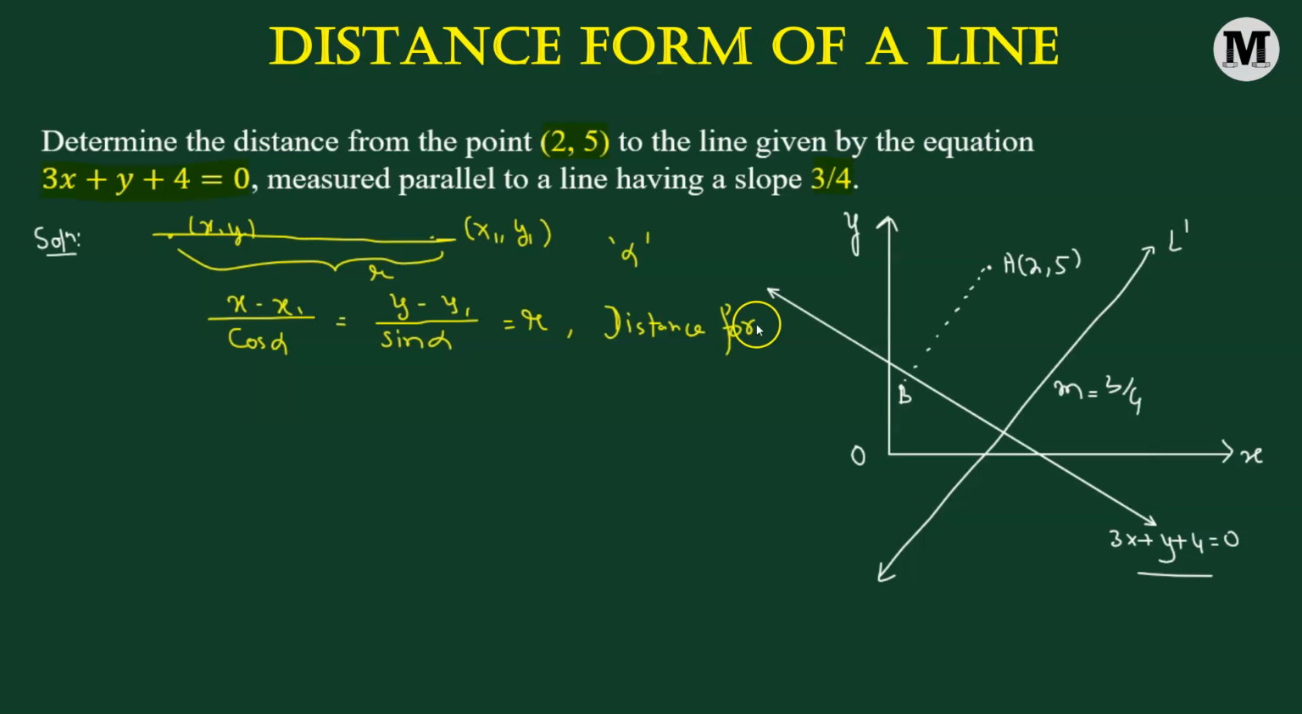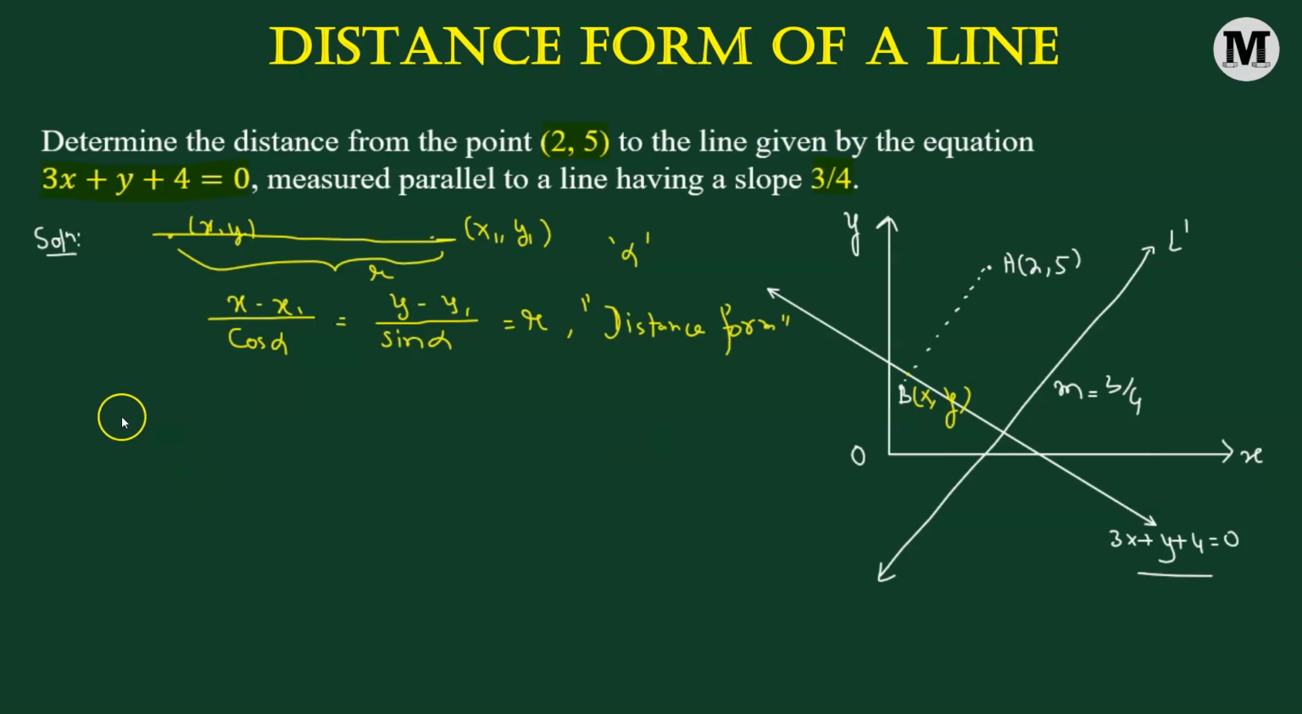So we're going to take the help of this distance form. In order to use it, we need 2 points. Here we already have the point A with coordinates 2, 5. We have another point B, which is where the line through A and B intersects the line 3x plus y plus 4 equals 0. Let's name this point as having coordinates x, y.